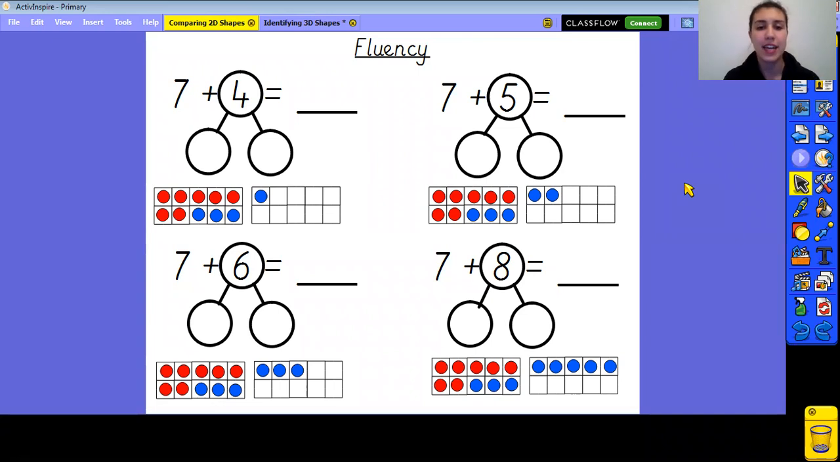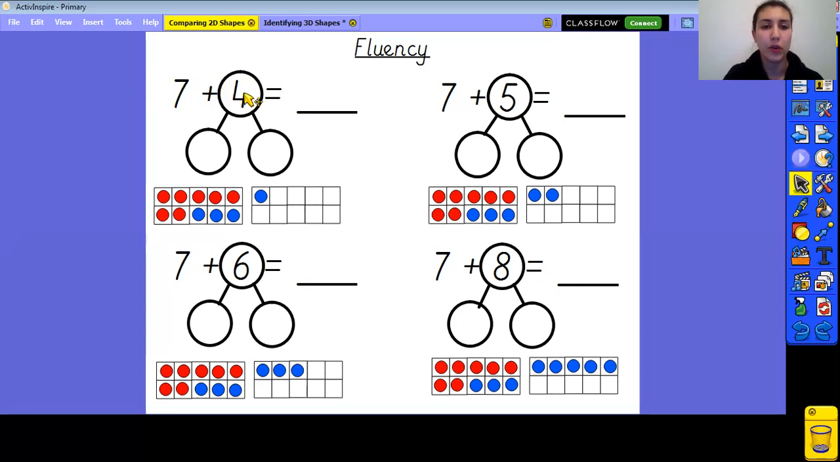My first addend is 7 in each of my equations, and what I'm doing is adding a number to 7 that will take us past 10. Now I know that all of these calculations will give us an answer bigger than 10 because I know my number bonds to 10, and I know that 7 plus 3 will equal 10, so any number bigger than 3 will give us an answer bigger than 10. So let's have a look here.